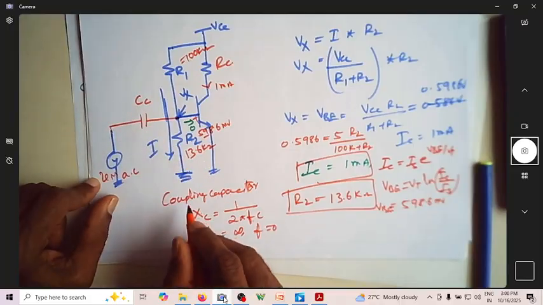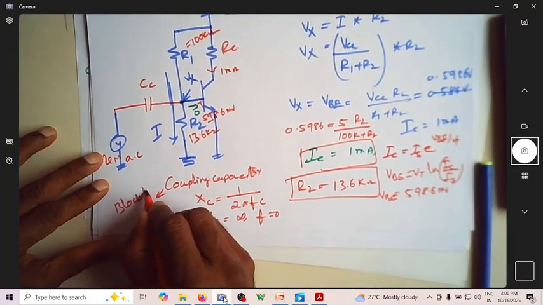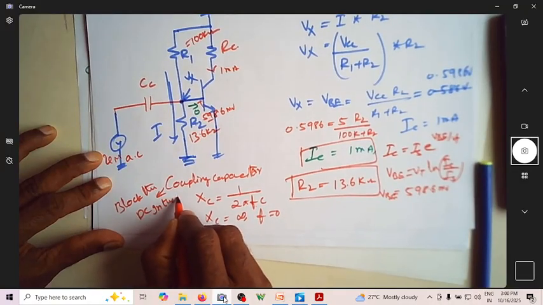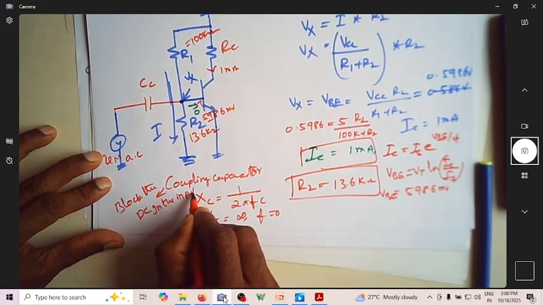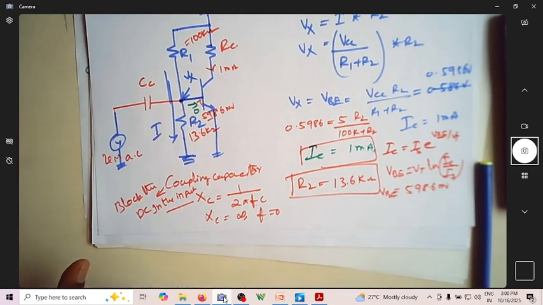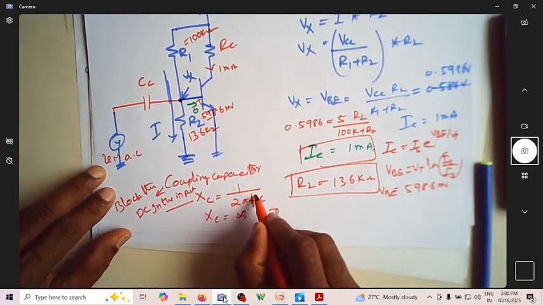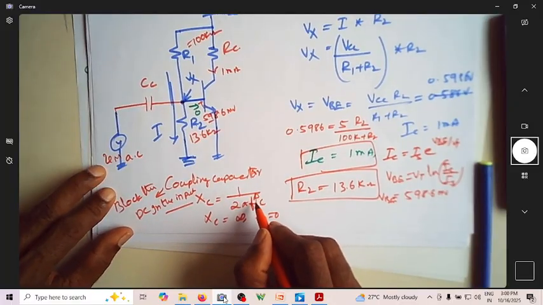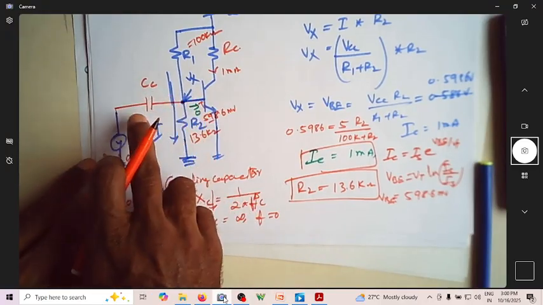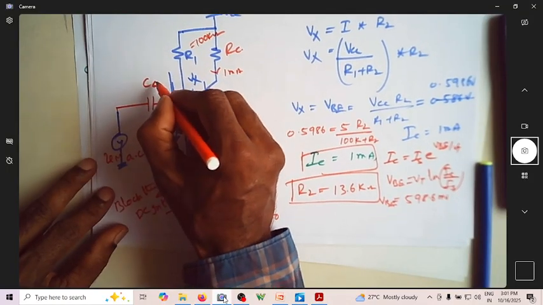So this coupling capacitor is used to block the DC in the input. If it has got any DC component in the input, it will block. So it is effectively blocking. How about allowing the AC signal? Assume that the frequency is around 10 kilohertz. When the frequency is more, you can see XC is less. This easily couples the signal. So that's why this is called a coupling capacitor. It couples the AC signal.